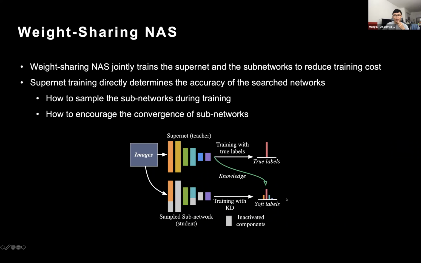So for the supernet training, there are basically two important questions. The first question is, how do you sample the subnetworks during the training? And the second question is, how do you encourage the convergence of these subnetworks?